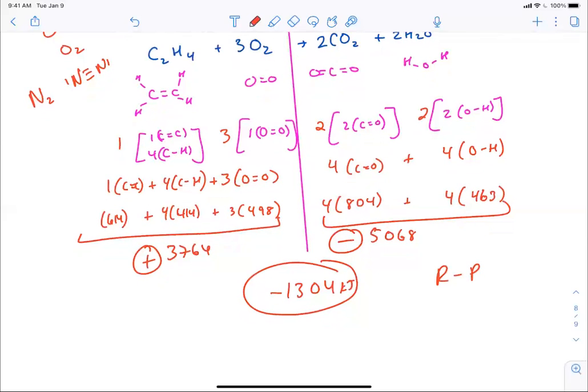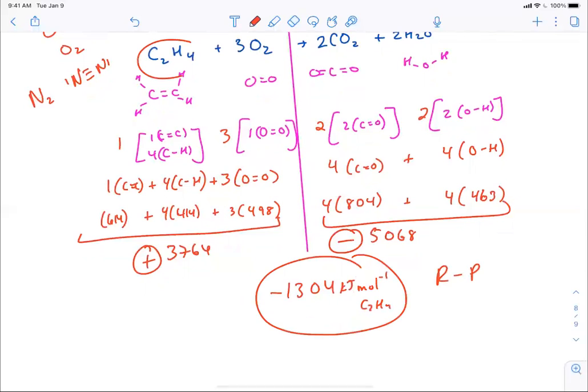And this, I should say, let me correct this. This should be kilojoules per mole of C2H4 because there is only 1 mole here. You have to be careful. Sometimes the IB will give you a reaction where you have 2 moles of C2H4 and you calculate the enthalpy of reaction, but then they ask you to calculate the molar enthalpy of reaction. So you'd have to divide that value by 2 to get the molar enthalpy of reaction here.